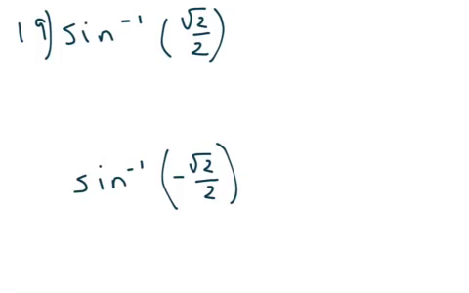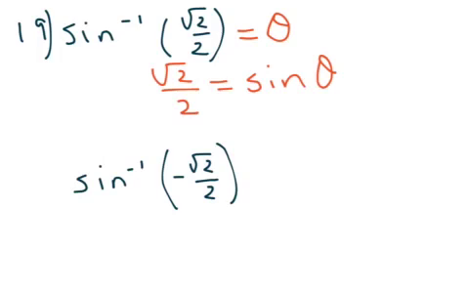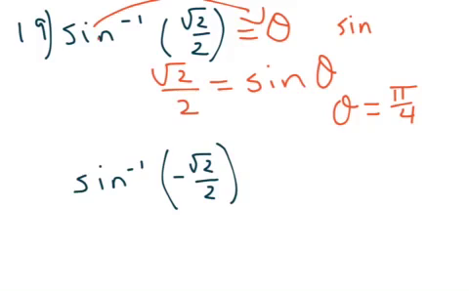Okay. Now let's look at sine inverse of root 2 over 2. So we're going to set this to theta and just write it as root 2 over 2 equals sine of theta. I just moved this guy over there and took away the inverse. And if you look on table 1, you know that theta equals pi over 4, because sine of pi over 4 equals root 2 over 2. So this is your answer.